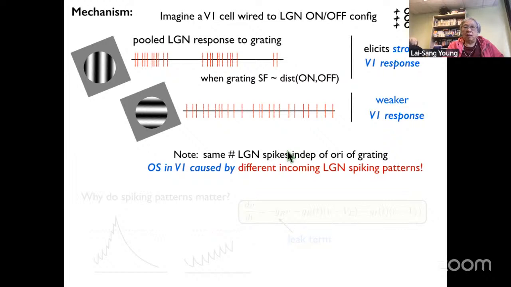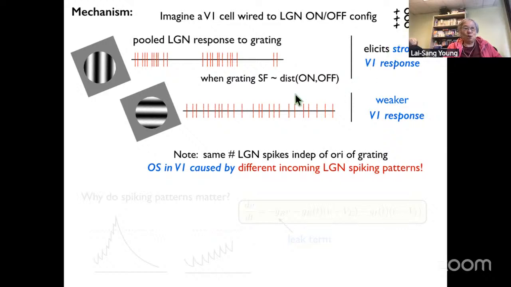People often think, since rate models are very common in neuroscience, that if you receive more input, then you fire more. Now that's not false, but you have to interpret it a little more carefully. Here, if you look at this picture and that picture, the V1 cell receives the same number of LGN spikes, independent of the orientation of the grating, because it's wired to these 6 cells. Each one of them fires the same independent of grating. So of course the sum total is the same.